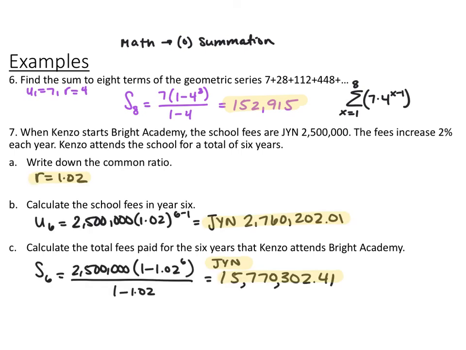We are increasing by 2%, which means your common ratio is going to be 1 plus 2%, so 1.02 is going to be your common ratio. So then the school fees in the 6th year are going to be 2,500,000 times 1.02 to the 6 minus 1 power. So the school fees in the 6th year are going to be 2,760,202 Japanese yen and 1 cent. And then the sum of all the fees that he's going to pay for the whole 6 years, I plugged it into the formula, and I ended up with 15,770,302.41 Japanese yen.